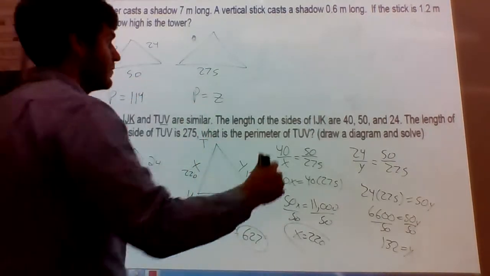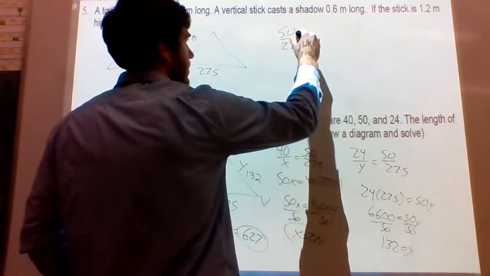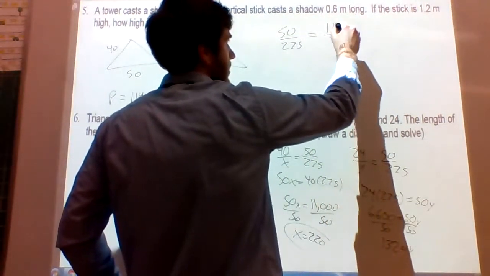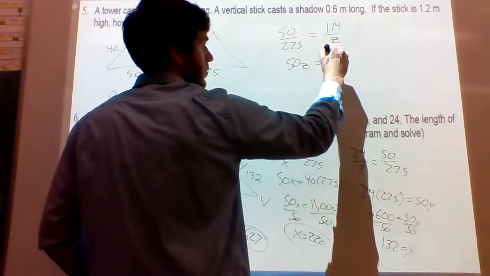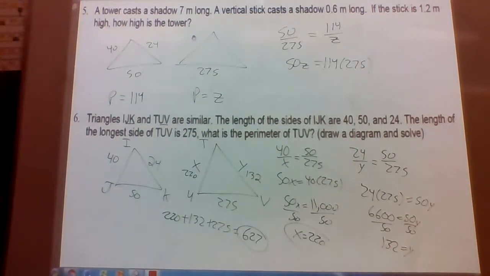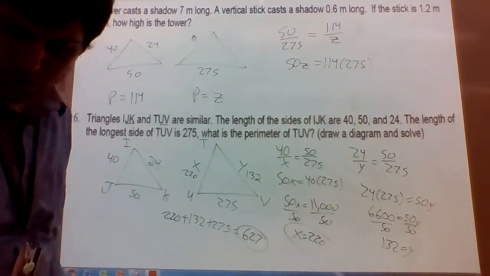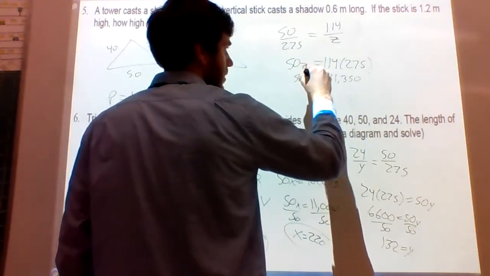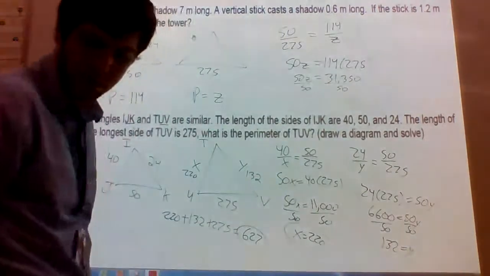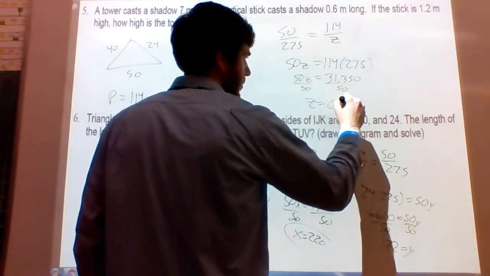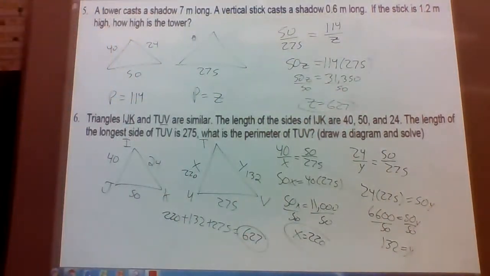Okay, so 50 over 275 is going to equal 114 to Z. 50 times Z, 114 times 275, 31,350, divided by 50. We get 627, just like we got before. Okay, either way would work. Either way is perfectly fine.